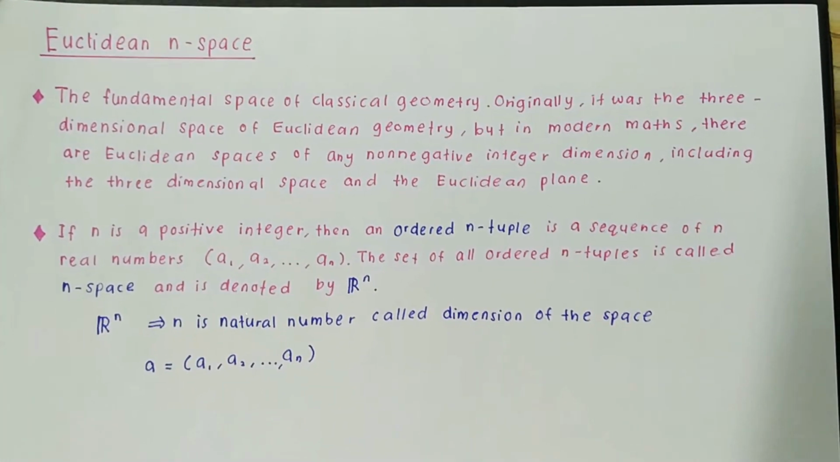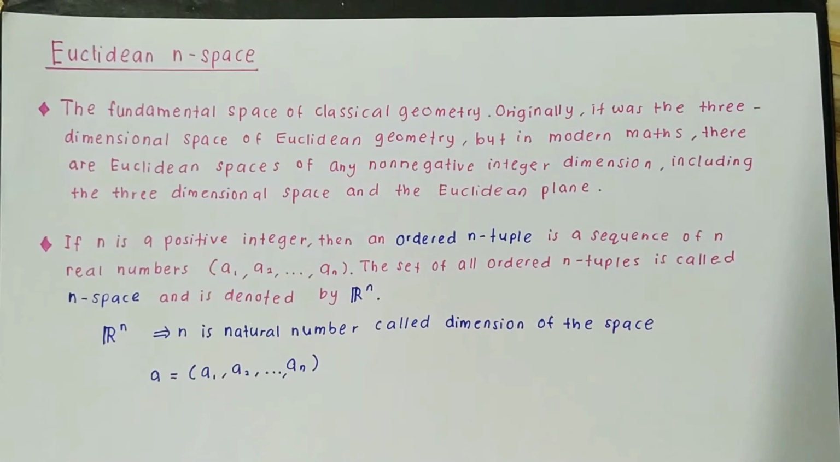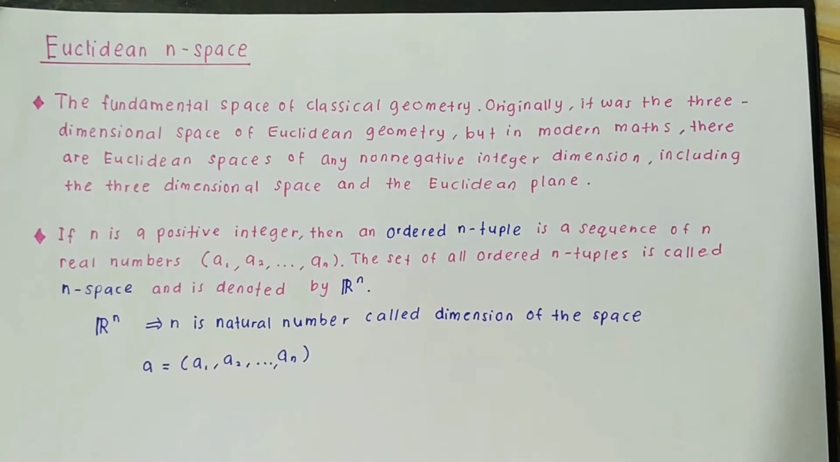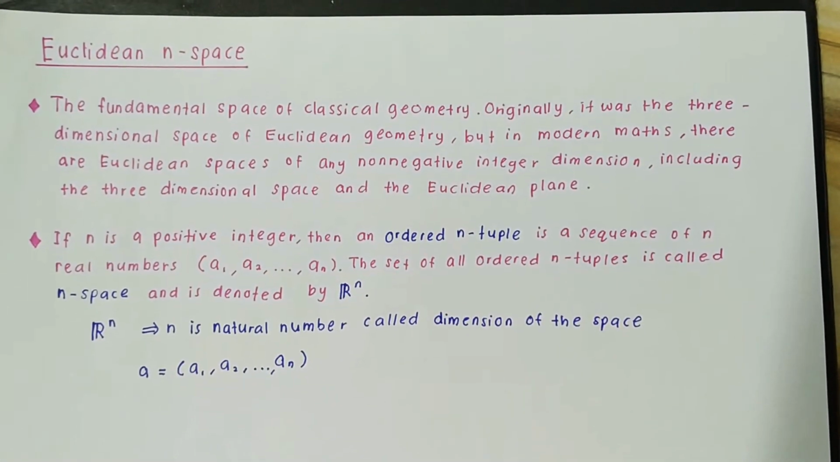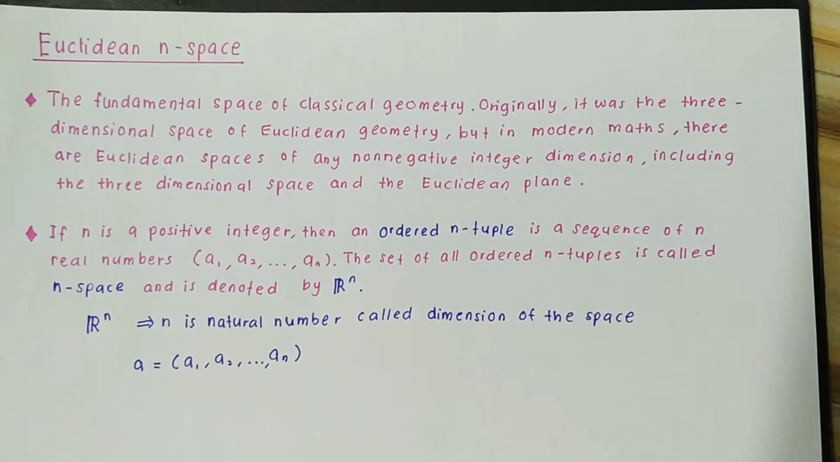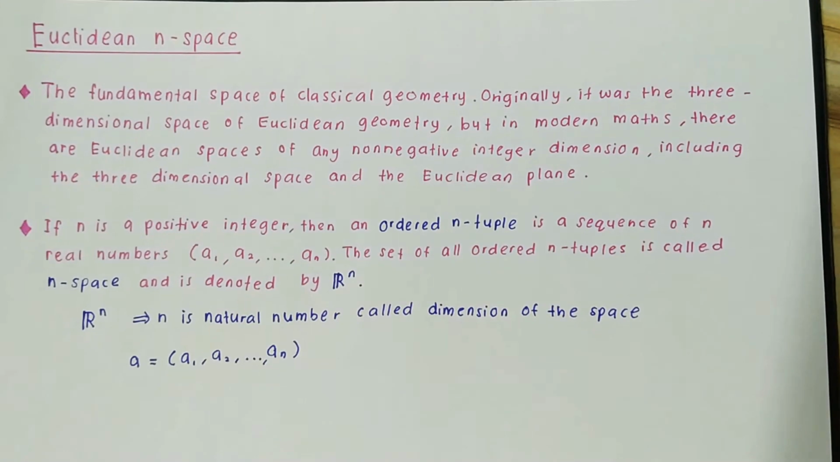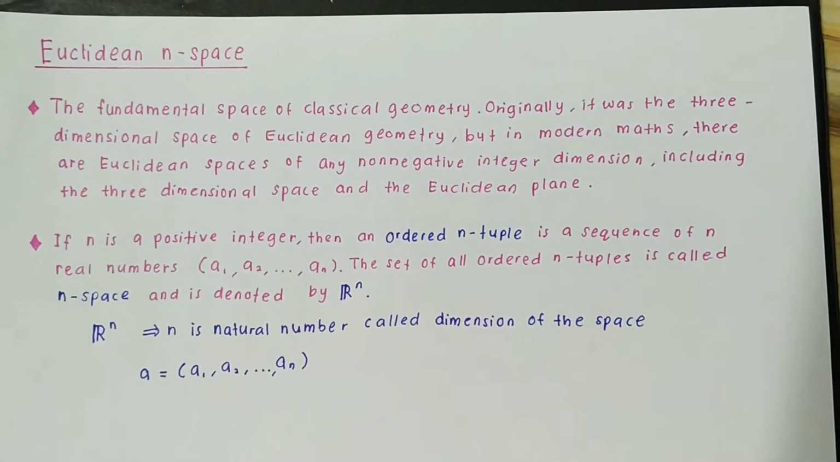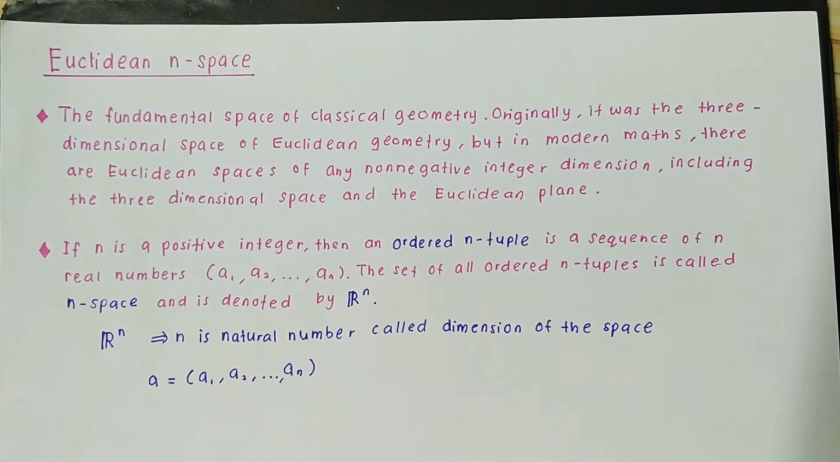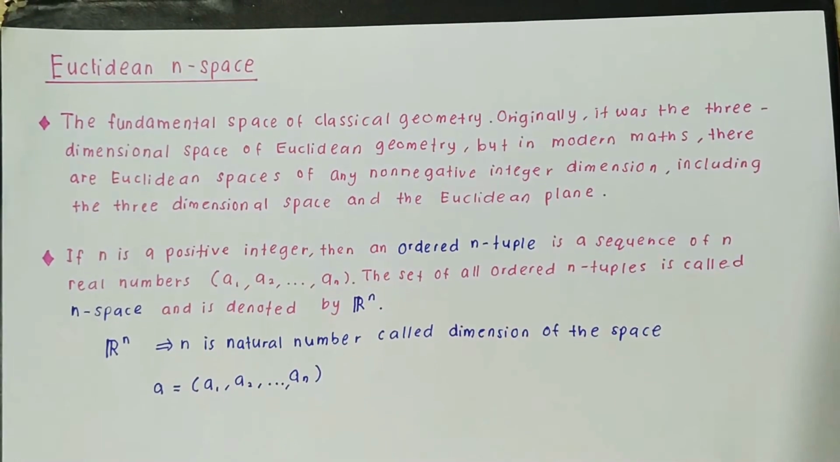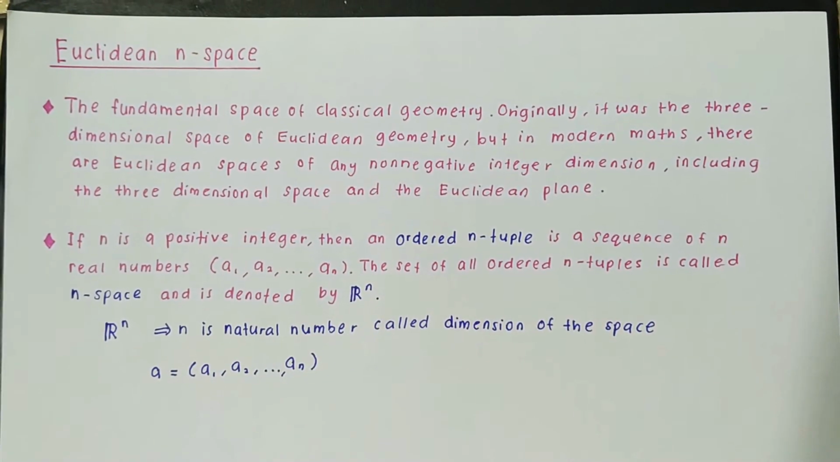Euclidean space. The fundamental space of classical geometry. Originally, it was the three-dimensional space of Euclidean geometry, but in modern maths, they are Euclidean spaces of any non-negative integer dimension, including the three-dimensional space and the Euclidean plane.